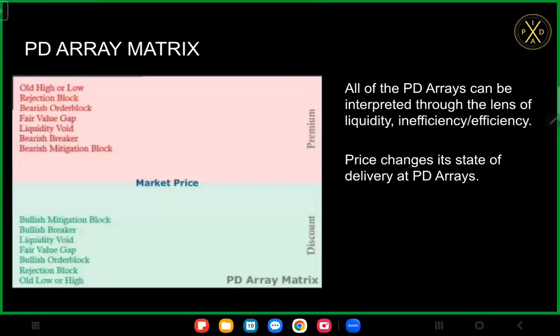All right, so the PD array matrix. So all the PD arrays can be interpreted through the lens of liquidity and inefficiency/efficiency. So we talked about how the markets, all they're doing is just seeking liquidity, or rebalancing imbalances, because the market wants to be efficiently delivered, or the market seeks to be somewhat balanced. And that's literally the entire premise behind what ICT concepts are, because ICT is teaching you how the markets work, and the markets are literally just seeking liquidity and rebalancing or efficiently delivering the markets.